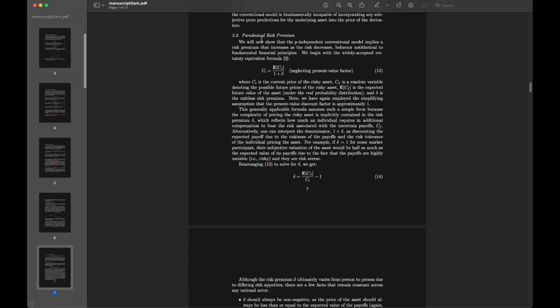Now, this part's important, the paradoxical risk premium section, because the old model comes up with this entire idea of risk neutrality. And let me explain how absurd risk neutrality is to you. Risk neutrality assumes that if I'm given two assets with the exact same expected return, but one is way riskier than the other one, I'm equally likely to invest in both, which is absurd.